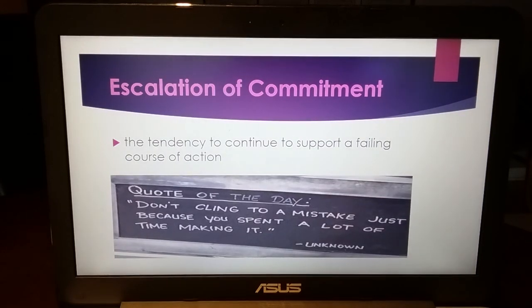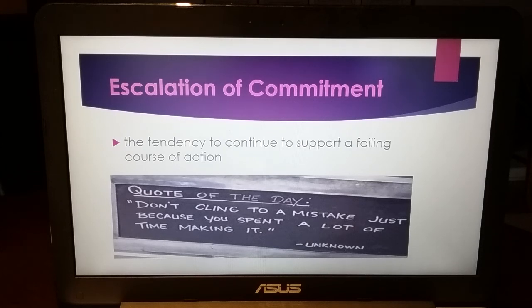Okay, so escalation of commitment. I just found that. I think it was on Facebook. I took a picture of it, but it kind of makes the point: don't cling to a mistake just because you spent a lot of time making it. See, another way to look at the escalation of commitment. But escalation of commitment, the textbook definition, is the tendency to continue to support a failing course of action.